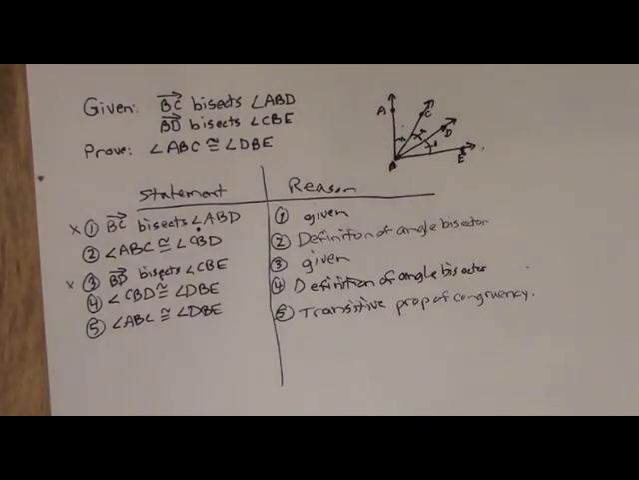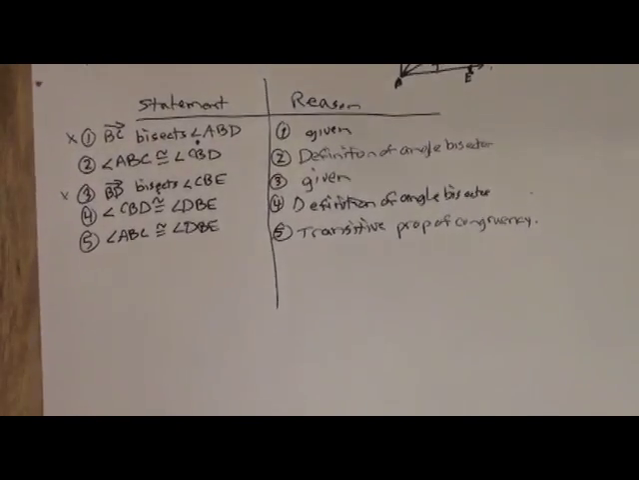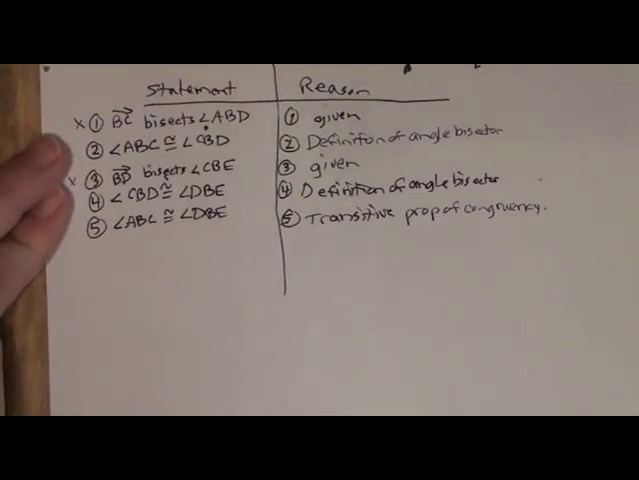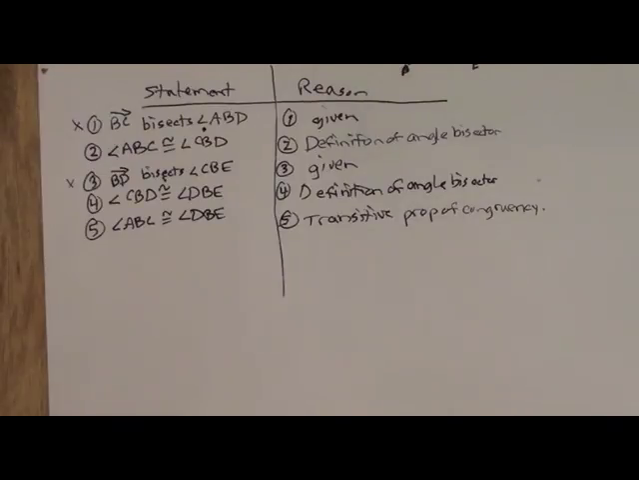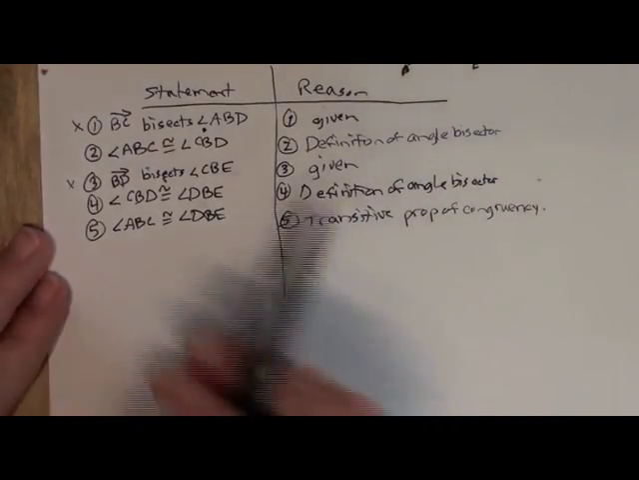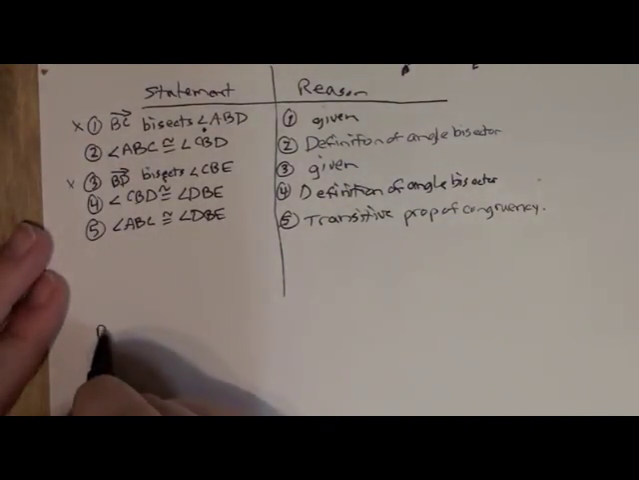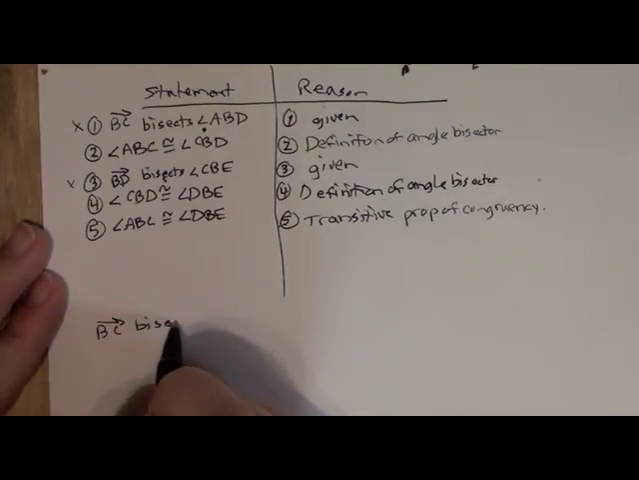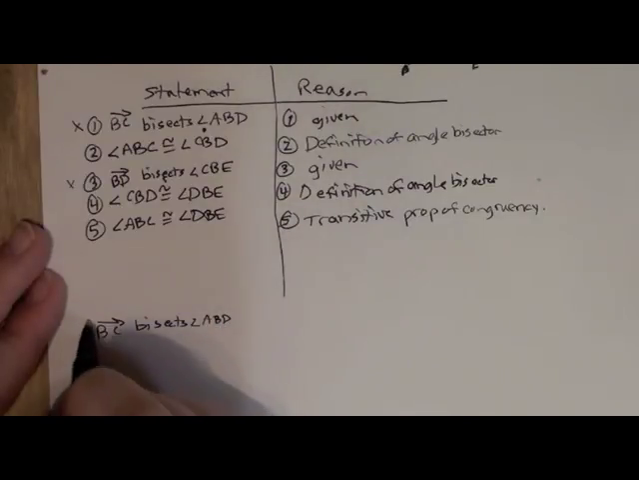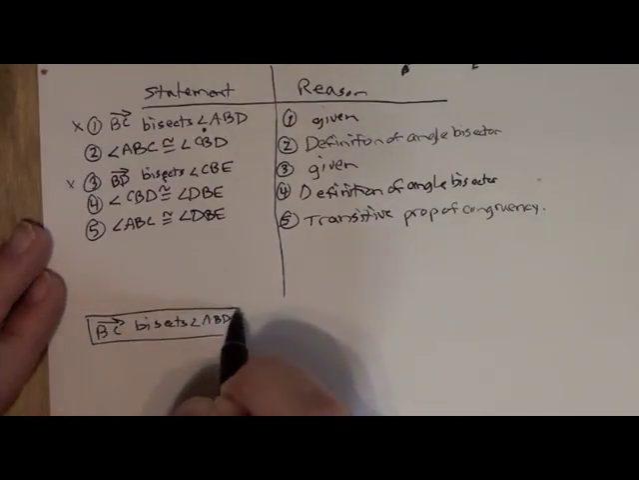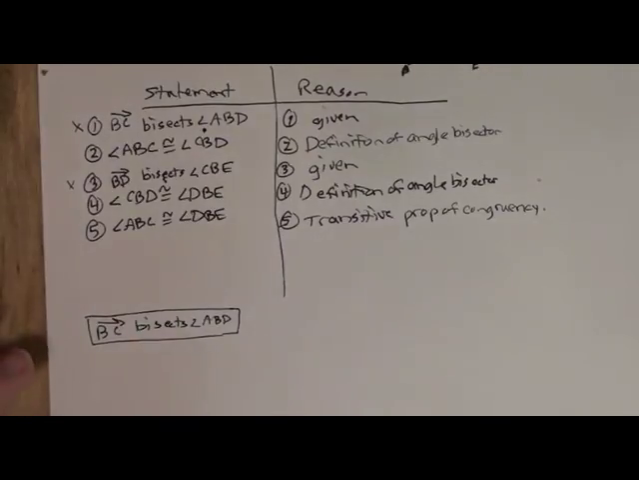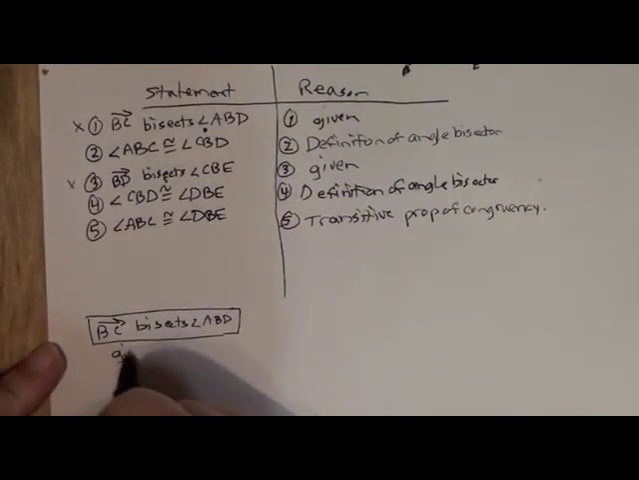Now let's write this as the flow proof. This one's not too bad. It only has 5 statements, which means in our flow proof we'll have 5 boxes. We start with a given. Ray BC bisects angle ABD. In the box. And how do we know that? The reason goes underneath. Same reason as above. Given.